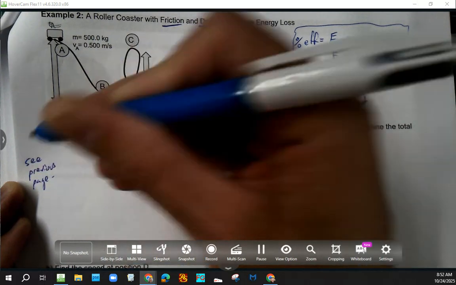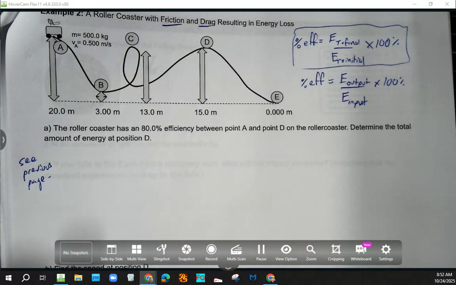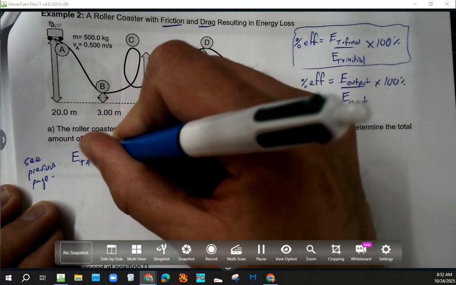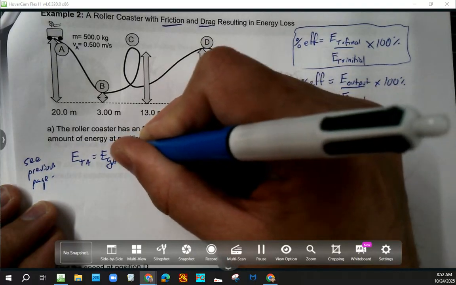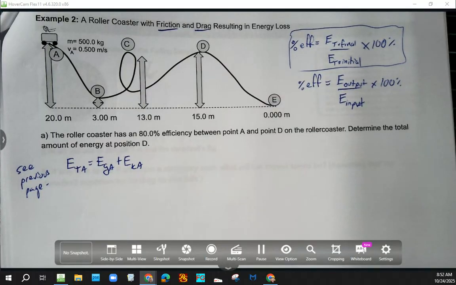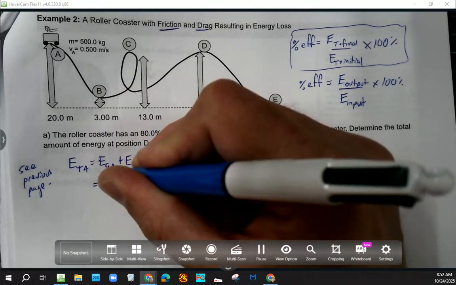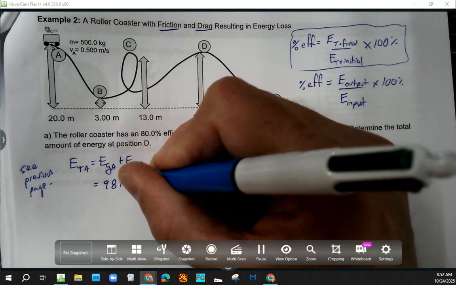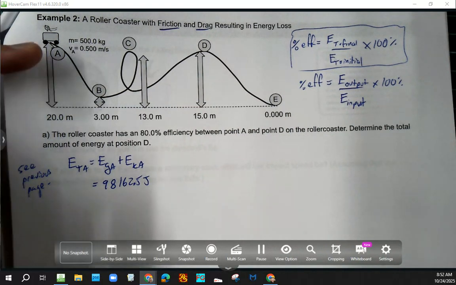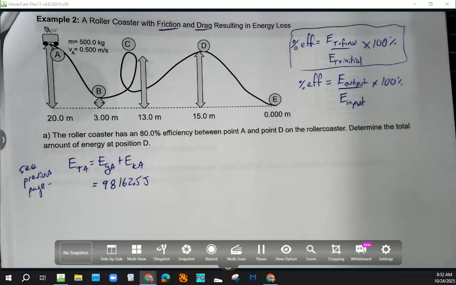We did a question about a roller coaster in the previous topic, and what we said was E total A is equal to EGA plus EKA. And I've kept the same values as we used on the previous roller coaster, except that this one is one step more realistic by making it slightly inefficient. But we're going to say E total A is 98,162.5 joules. You have to look at the previous video to know where we got that from, but it's EG plus EK. We calculated it all out using the information over here and the height that we're at, 20 meters.